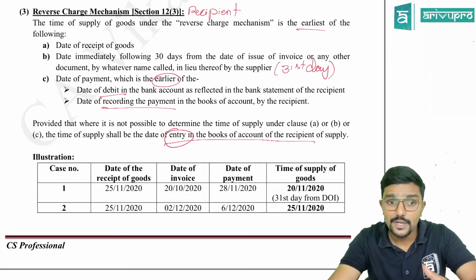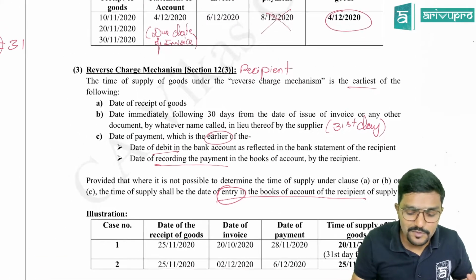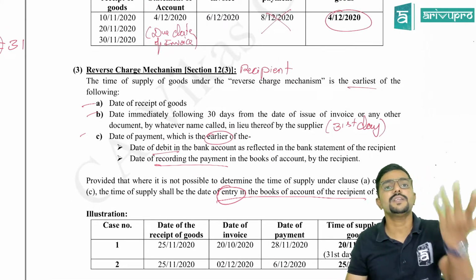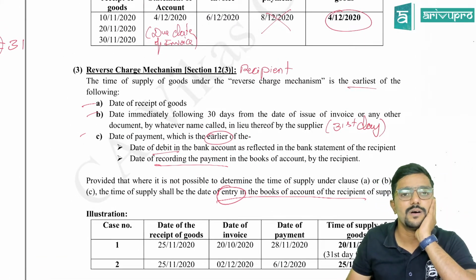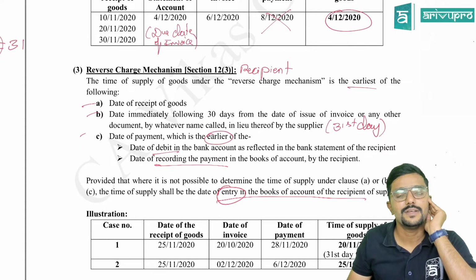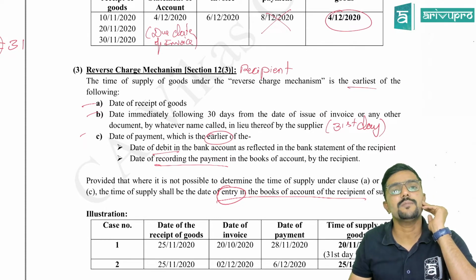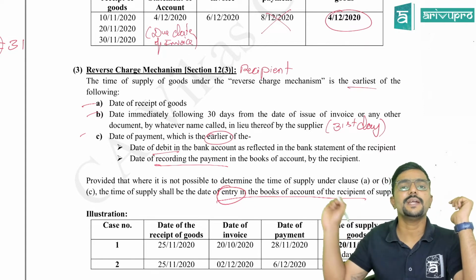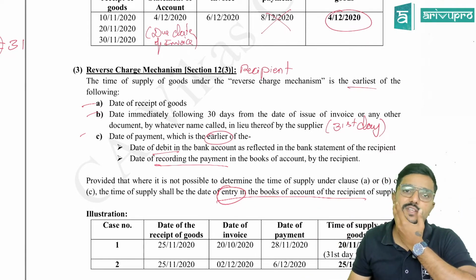This is only when you are not able to calculate the time of supply as per A, B, C. All three you are not able to determine. In that case, what will be the time of supply? The date of making the entry in the books of accounts of the recipient.